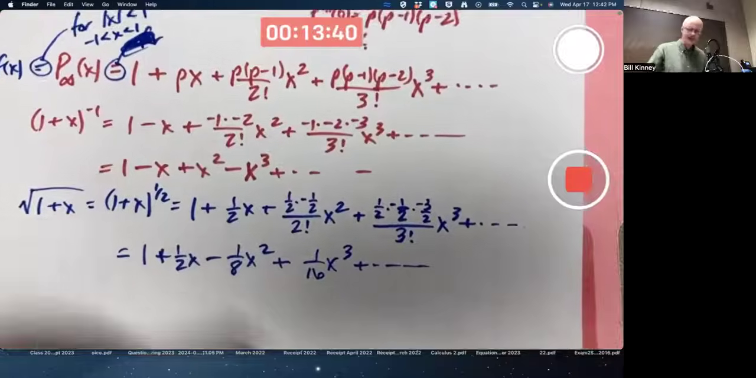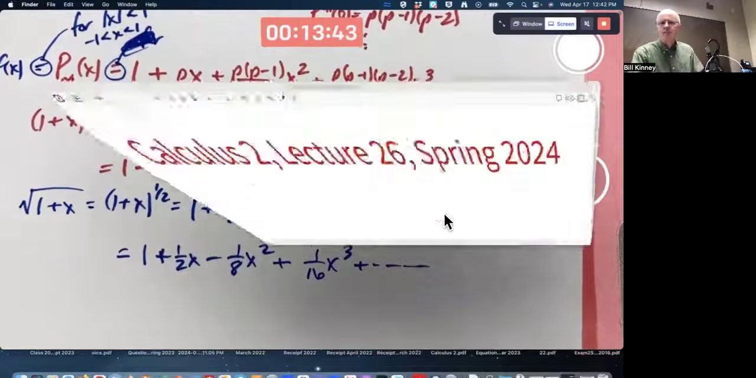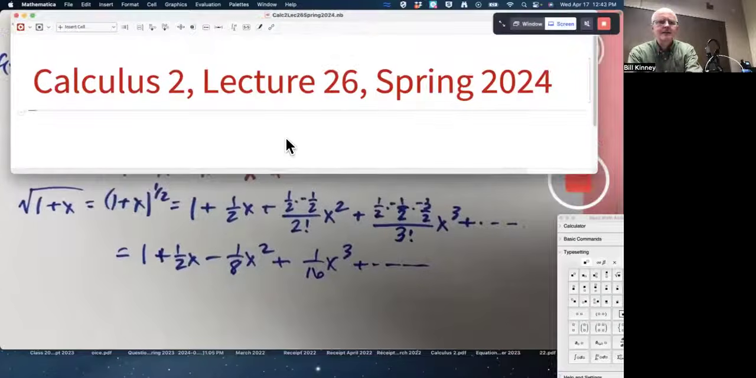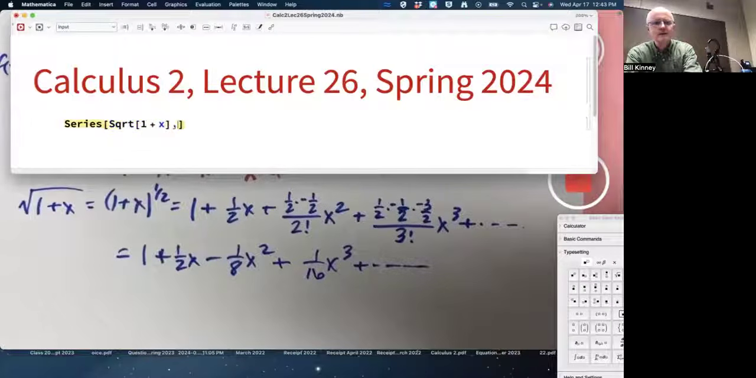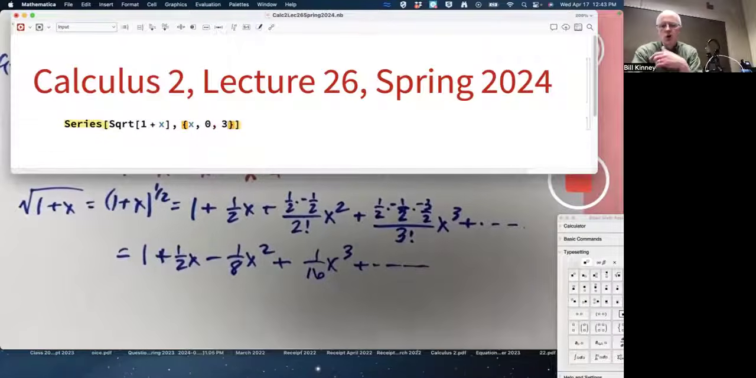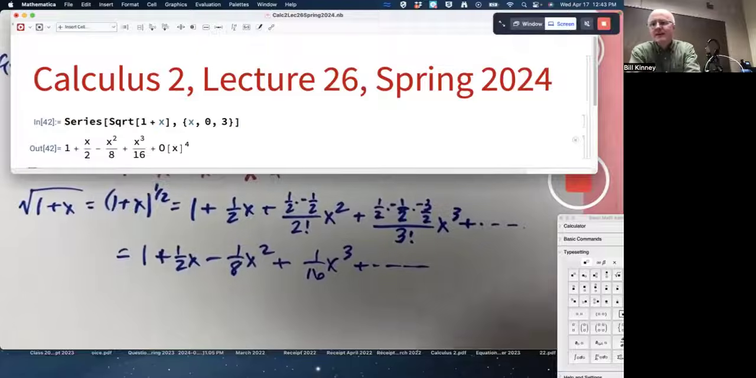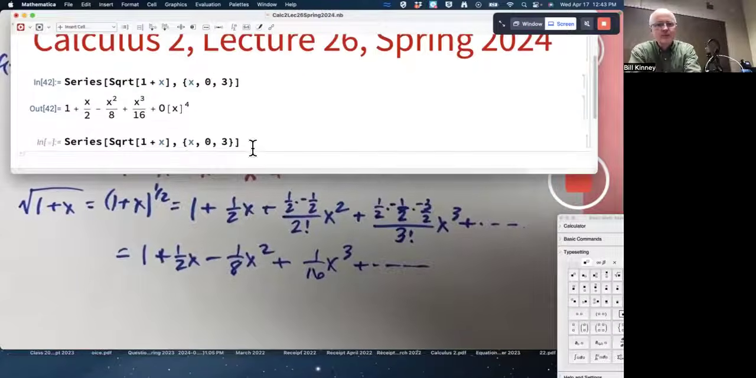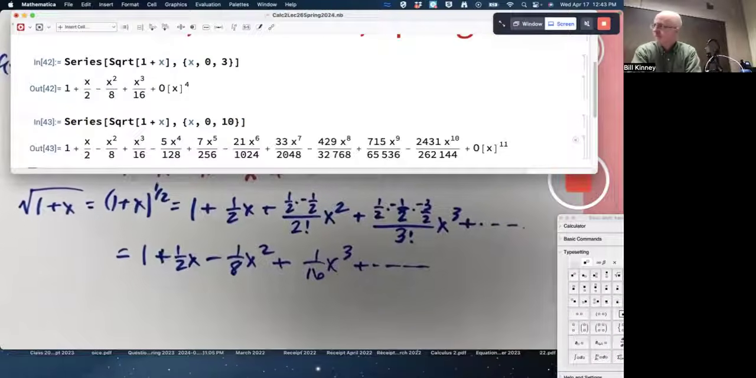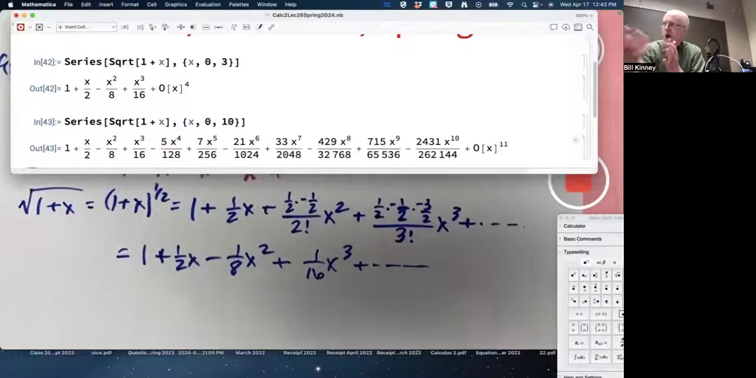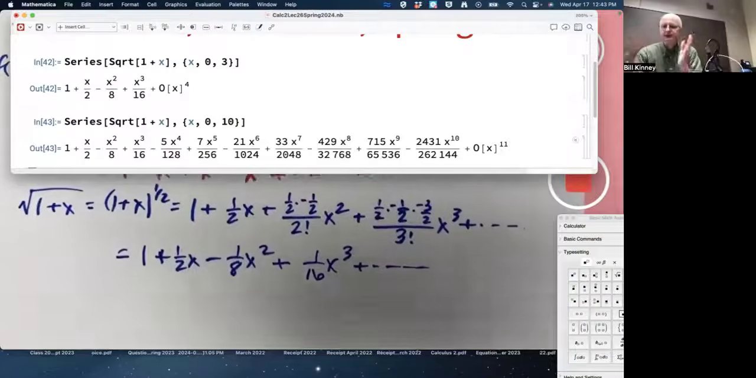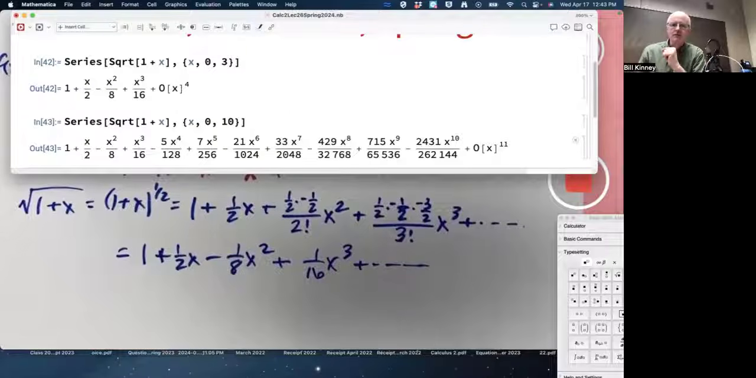Is this right? Did I get the right answer? Use Mathematica. What is the series for square root of 1 plus x? X is centered at 0, the a is 0, and I want to see through at least the cubic term, with a comma 3. Looks like I got the right answer. But it is an infinite series, and you can have Mathematica compute out to, for example, the 10th degree term by putting a 10 there. And the last thing that you see is a big O of the next higher power of x. Mathematica shorthand for plus dot dot dots. There are higher powers of x that are missing, that are not being shown.